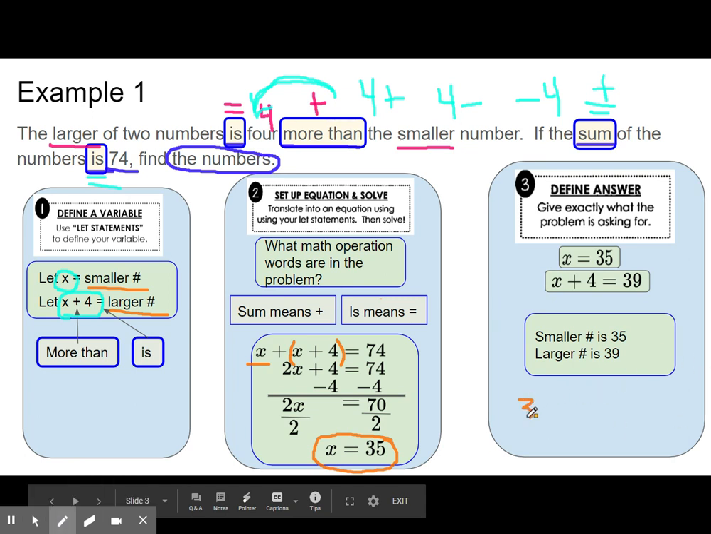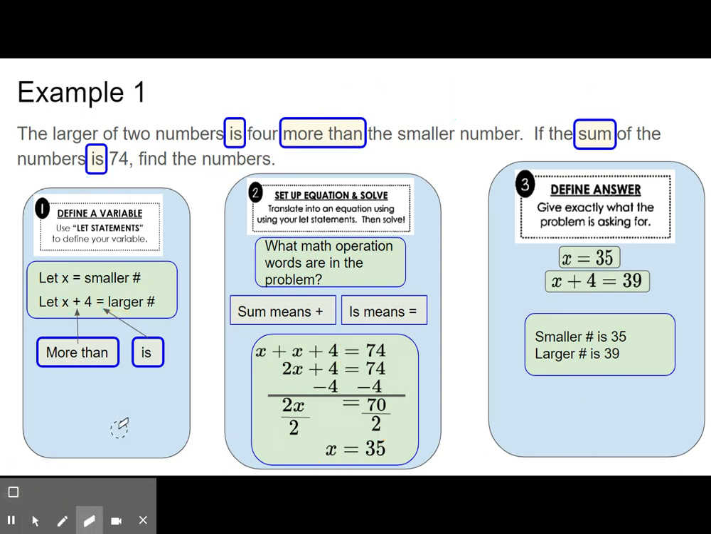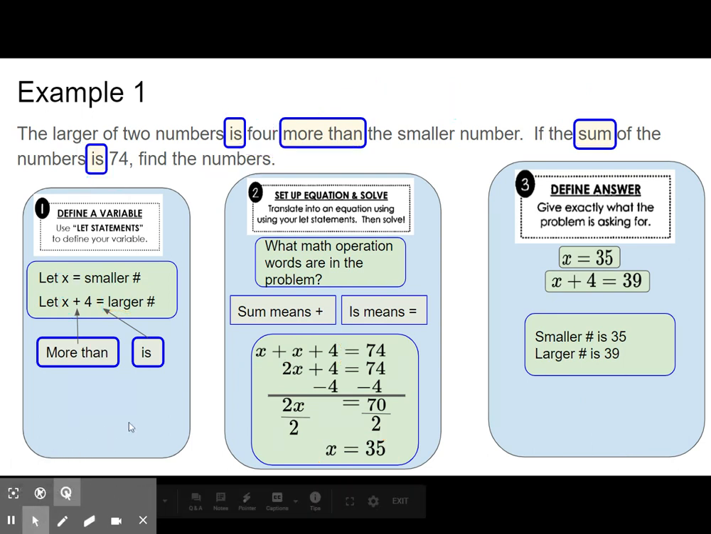Is 35 plus 39 equal to 74? It is. That's your answer. Great job. All right, our next example.